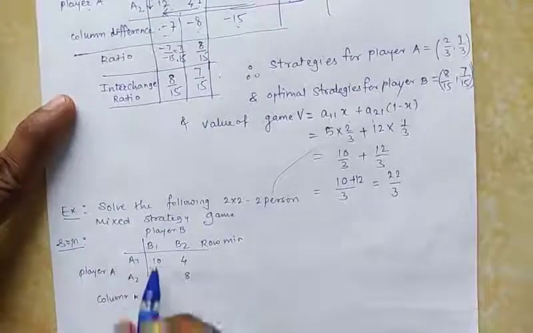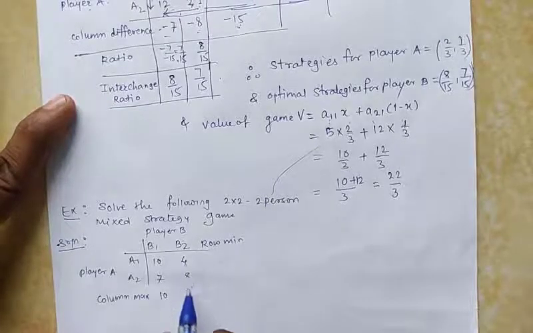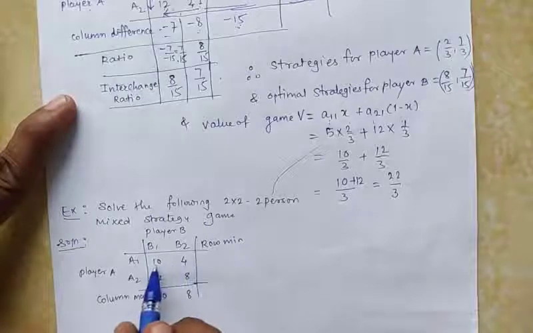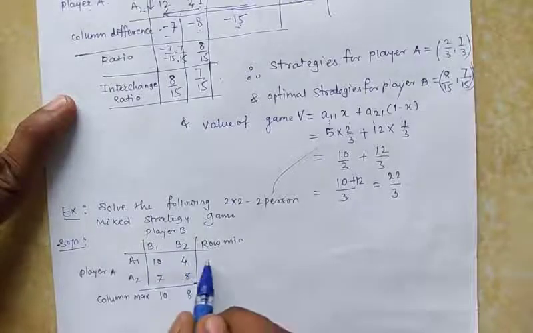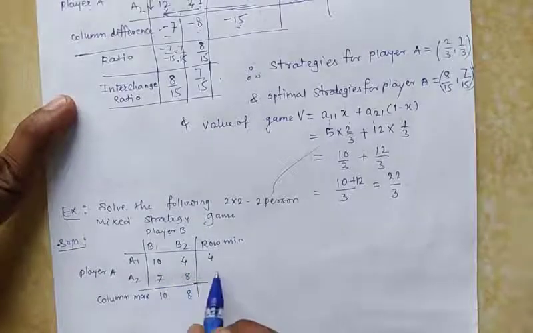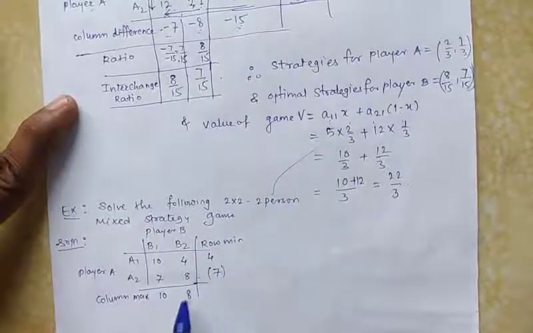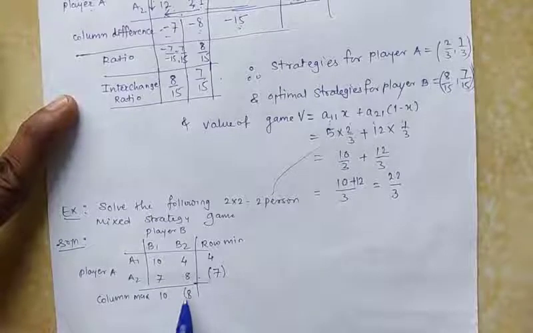So what is the column maximum? 10 and the maximum is 8. Okay. And here the row minimum is 10, 4. So among that the minimum is 4, and here the minimum is 7. So among that minimum, the maximum is 7. Among this maximum, the minimum is 8.